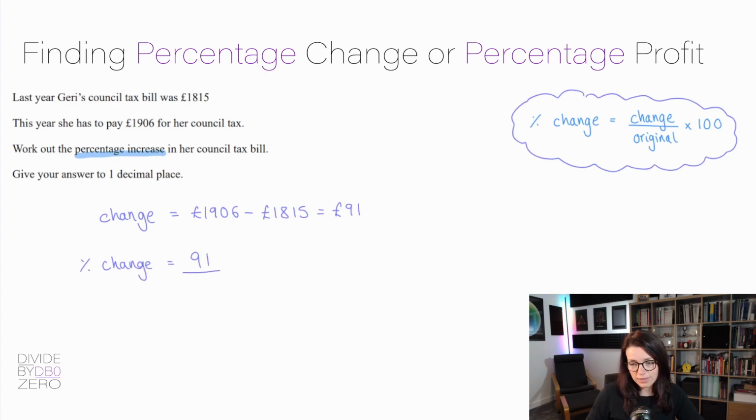And then if we use the formula, so percentage change equals that change, 91, over the original amount. So her original payment was 1,815 times by 100, and that gives 5.01377, etc. They want the answer to one decimal place, so that would be roughly 5.0%.